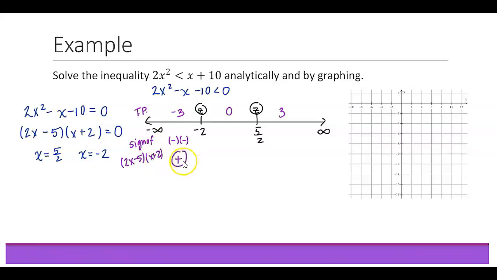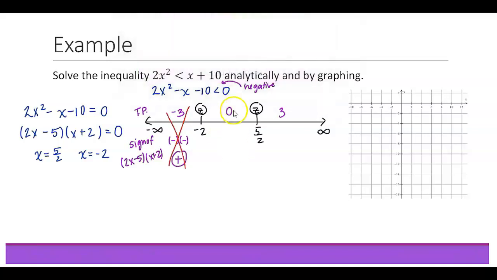Now, do I want positive numbers? Let's see. I wanted to know where the original function, the factored version, is less than 0. That means negative. I want negative intervals, right? So this less than symbol over here means that I want negative intervals. So I do not want to include this first interval.